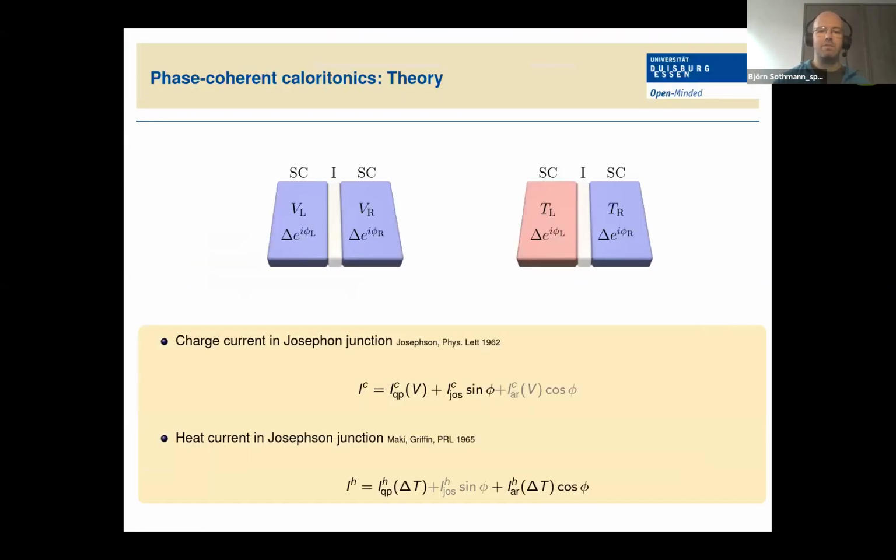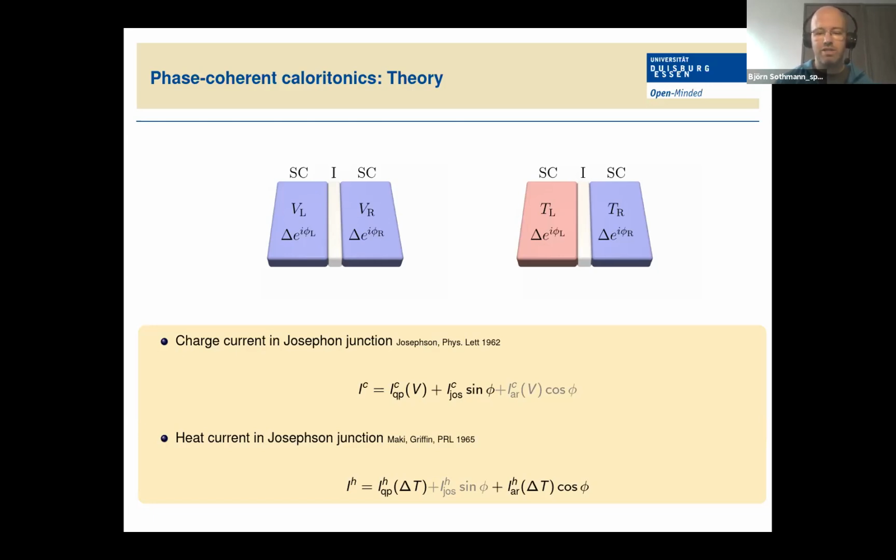So let's start with phase coherent caloritronics and look at some theory. Let's take a look at the simplest superconducting element that you can think of, a standard Josephson junction consisting of two superconductors that are connected by some insulating barrier. Now if you apply a bias voltage and some phase difference between the superconducting order parameters, there will be some charge current flowing that was calculated back in the 60s by Josephson.